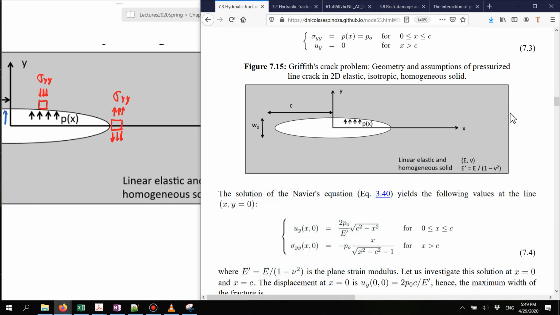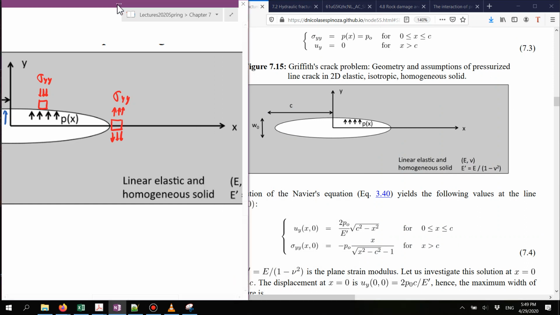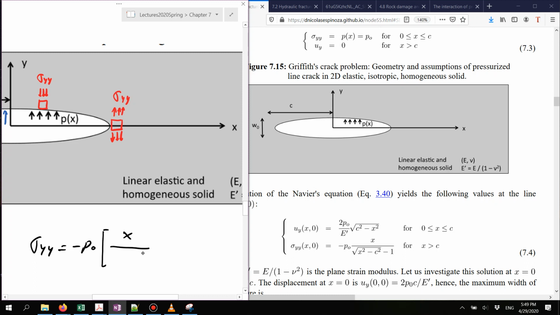Okay, I just found a small mistake in my equation, and the right equation for sigma yy is equal to this. It is very similar to the one in the notes, but that number 1 should be outside that denominator.